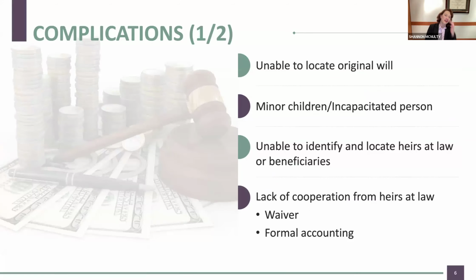Okay, so we talked about that process, if there are no complications. But I want to go over where the complications start coming up. One of the most common is that we're unable to locate the original will. In a day and age where we're used to copies of everything being fine, even electronic signatures, the probate court is not quite in the 21st century yet. We're barely in the 20th century, sometimes I feel.